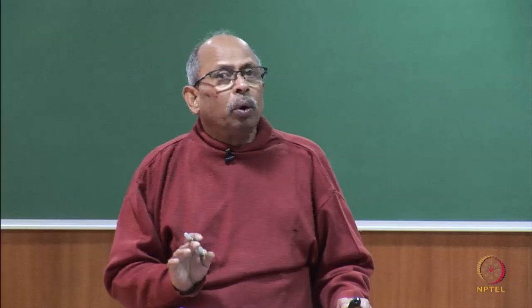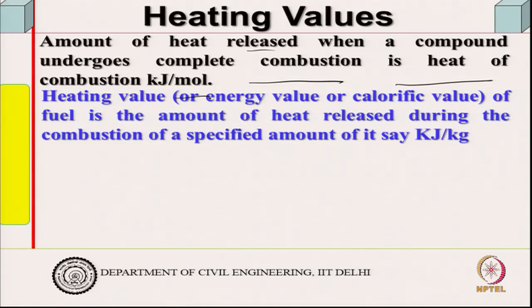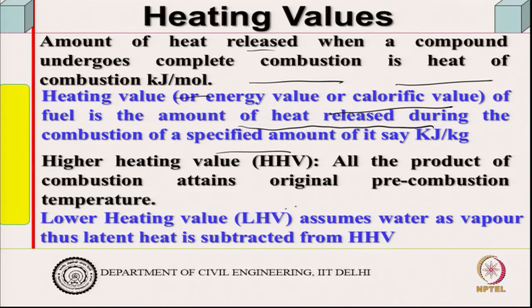We defined two terms called heating values. The amount of heat released when a compound undergoes complete combustion is the heat of combustion, in kilojoules per mole, which is what we know. The heating value or calorific value of a fuel is the amount of heat released during the combustion of a specified amount of fuel, say kilojoules per kg. So, this is calorific value in other words. Now, there are two heating values, higher heating value and lower heating value.